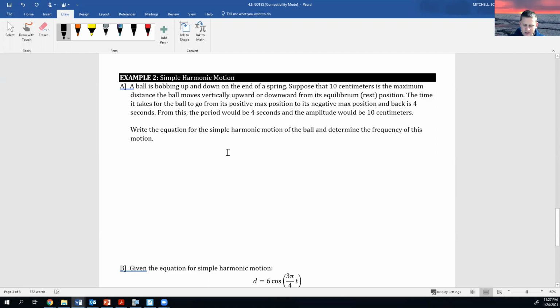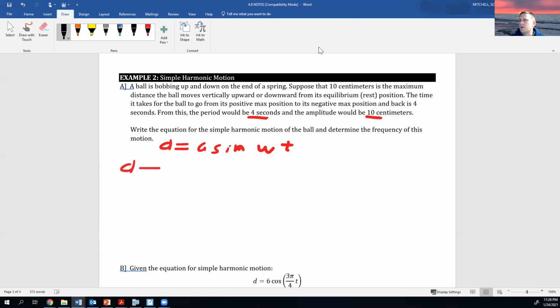Okay, so let's write the equation for the simple harmonic motion of the ball and determine the frequency for this motion. Okay, so our equation is D equals A sine, you could call it W, T. Okay, so we know the amplitude. We've established that the amplitude is 10 because you're bouncing up and down. The max is 10, so you're going a maximum of 10 up or 10 down. And then the period is 4.